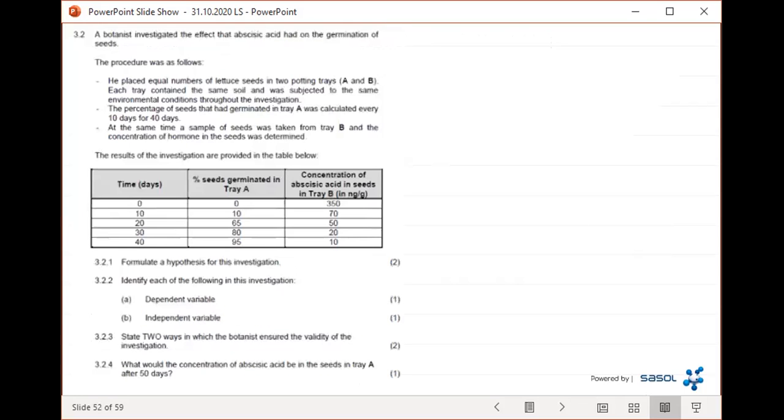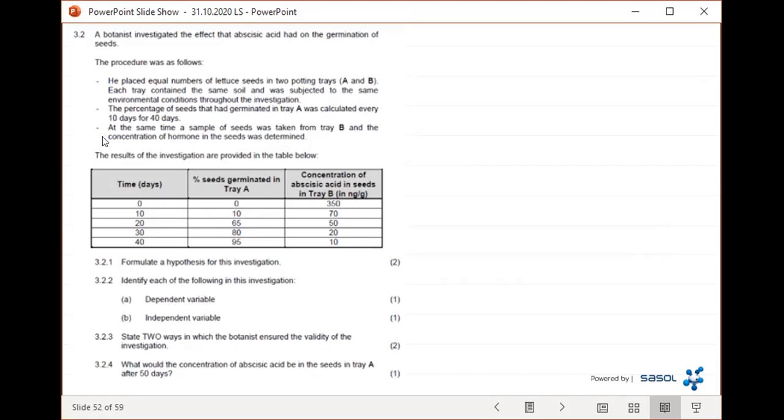Then we move on to the next question, which is question 3.2, and it reads: a botanist investigated the effect that abscisic acid had on the germination of seeds. So the procedure was as follows. He placed equal numbers of lettuce seeds in 2 potting trays, potting trays A and B. Each tray contained the same soil and was subjected to the same environmental conditions throughout the investigation.